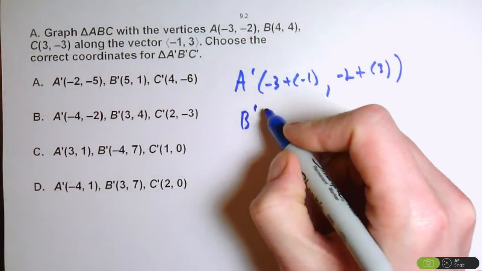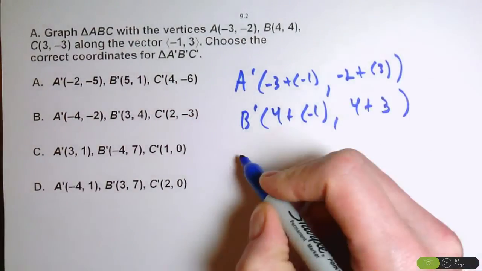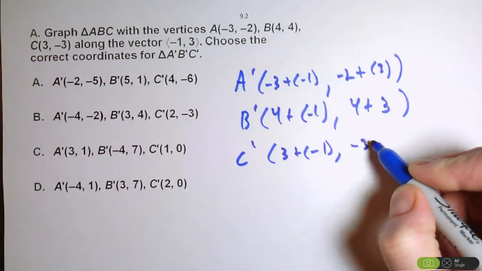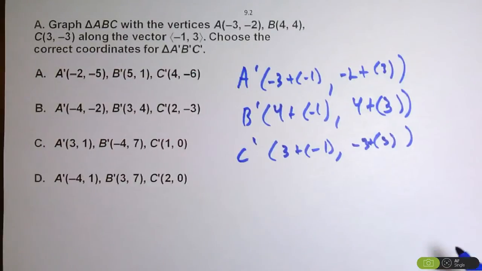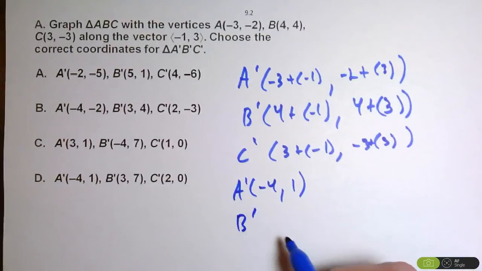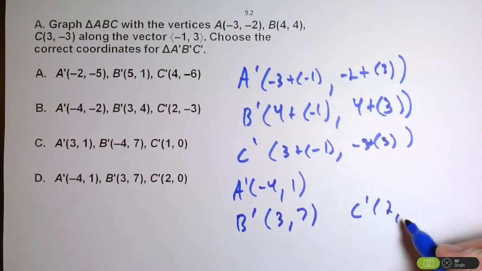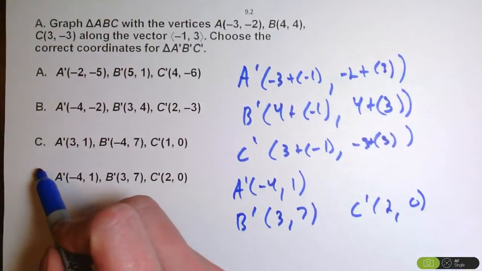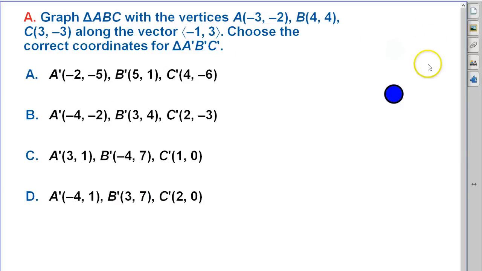Okay. Do the same thing for B prime. Same thing for C prime. And now I'll get my A, B, and C prime. So A prime will become -4, 1. B prime will become 3, 7. C prime will become 2, 0. So looking for the one that has -4, 1, 3, 7, 2, 0, and that ends up being D. All right, so that was that example.